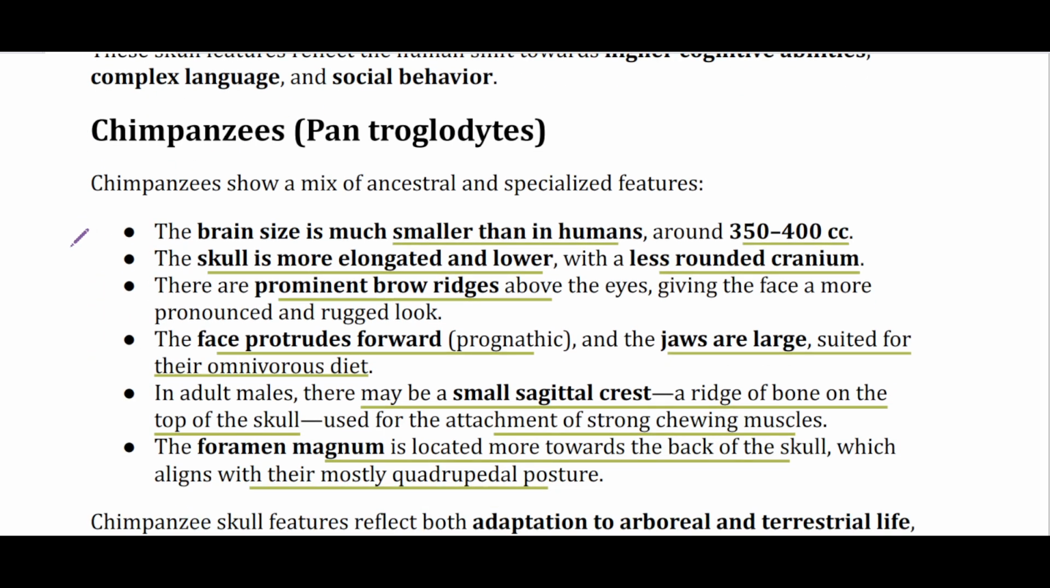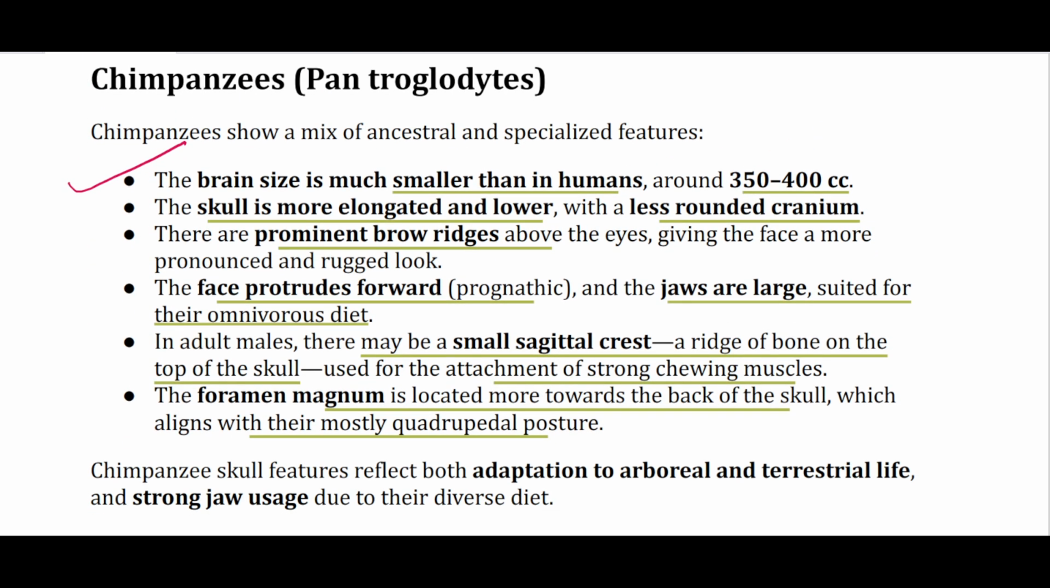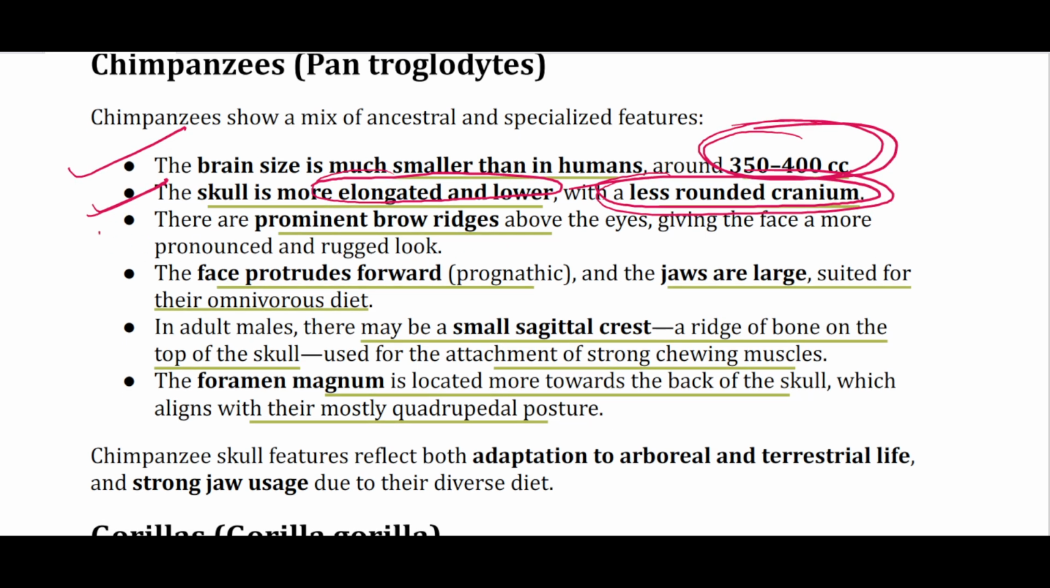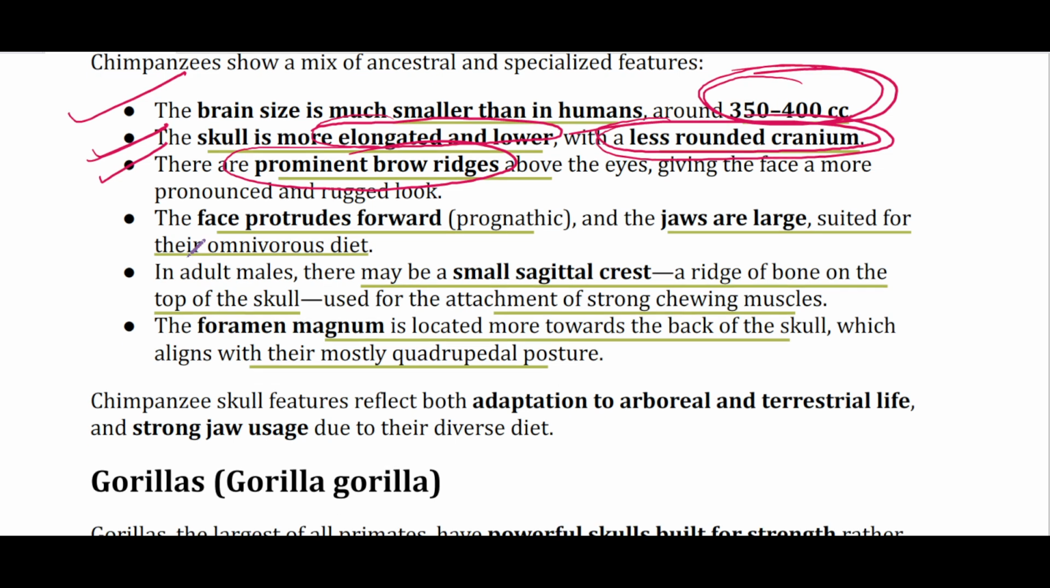Now, chimpanzees, they have smaller brain, around 350 to 400 cc. Then their skull is more elongated and lower, and they have less rounded cranium. तो आप समझ रहे हैं कि अगर ब्रेन साइज कम है तो जो क्रेनियम है उसकी साइज भी रिड्यूस होगी. But other morphological features, they have prominent brow ridges जो eyebrows के ऊपर हैं. Then their face, it protrudes forward. The jaw है वो बाहर निकला हुआ है.